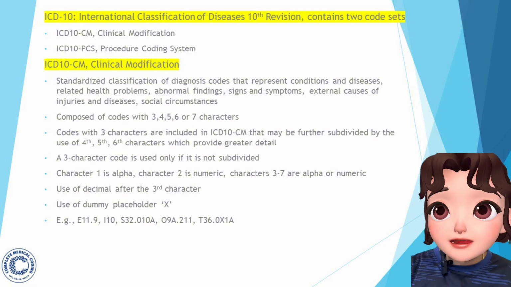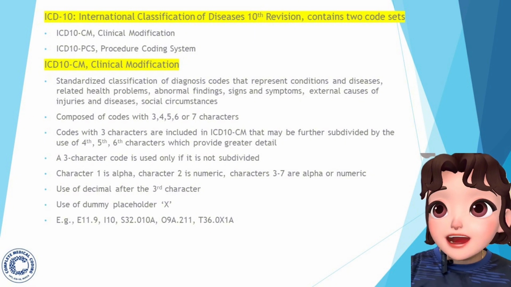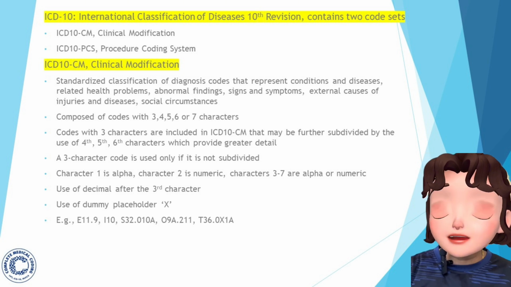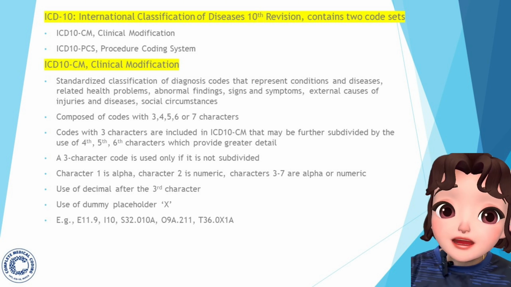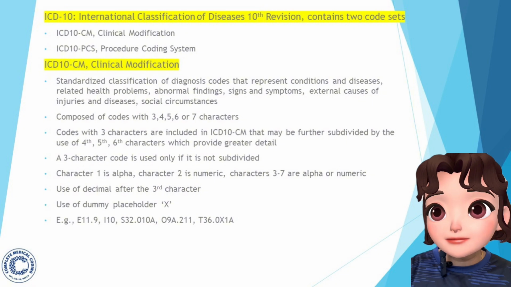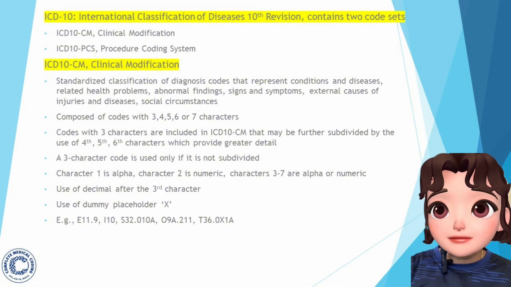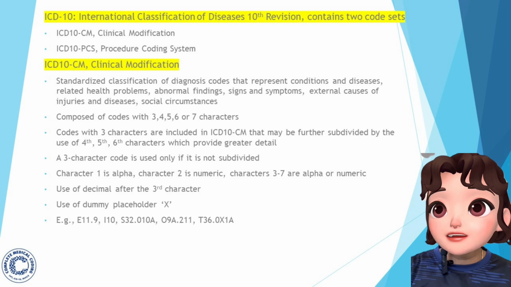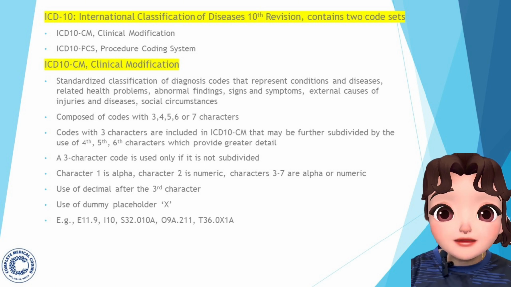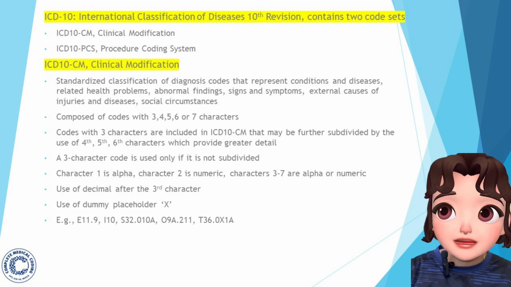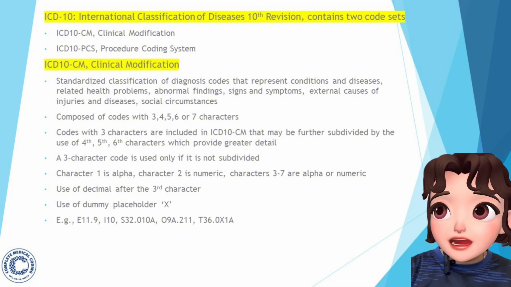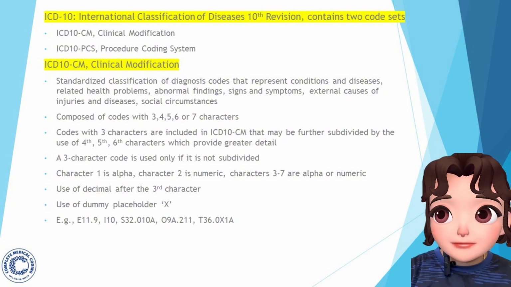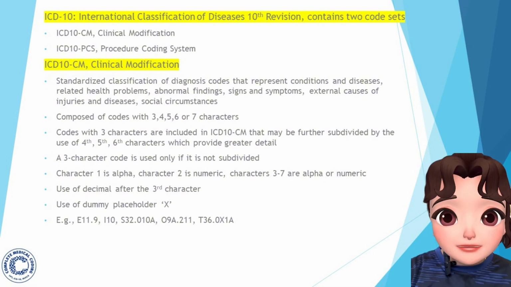Character 1 is always alpha, character 2 is numeric, and characters 3 to 7 are either alpha or numeric. Then a decimal is used after the 3rd character. And there is also the use of a dummy placeholder, represented by X, if there is a continuous number of characters. See, these are a few examples of ICD.